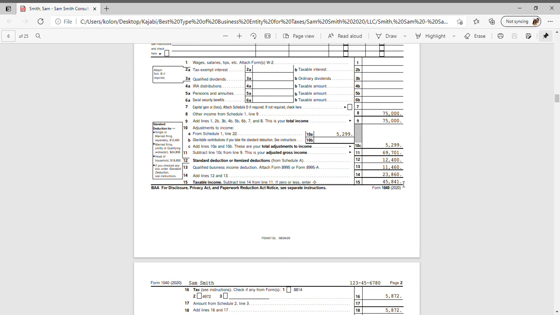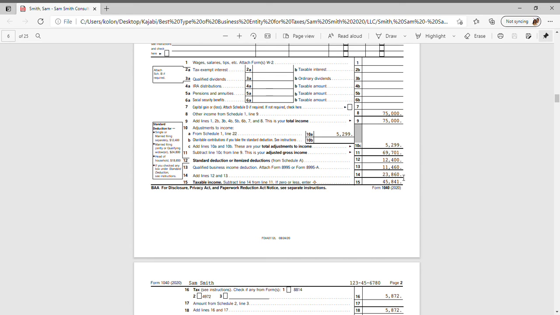$45,841. Big picture, what does that mean? Sam Smith, with his consulting business, had $75,000 worth of profit, but once you factor in his deductions, he is only taxed, and again, taxable income, on $45,841. So that's how we get to that calculation.